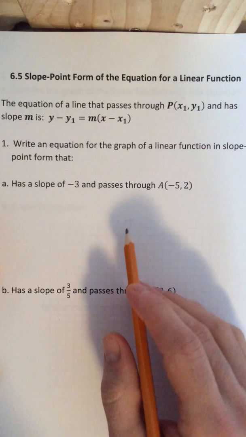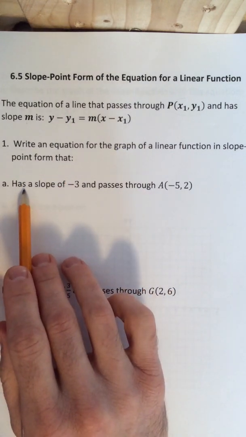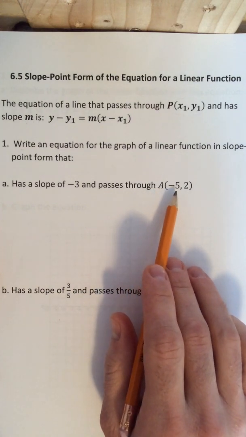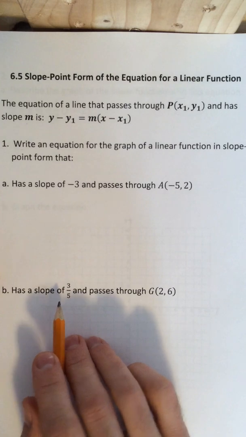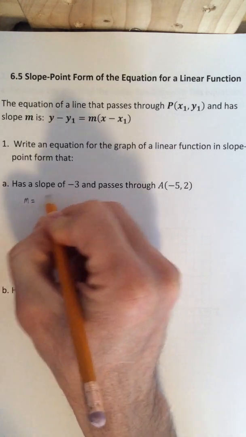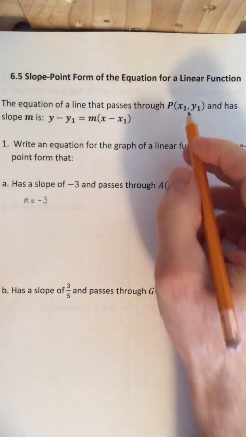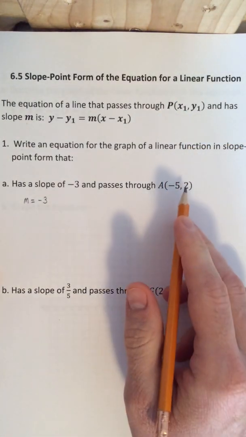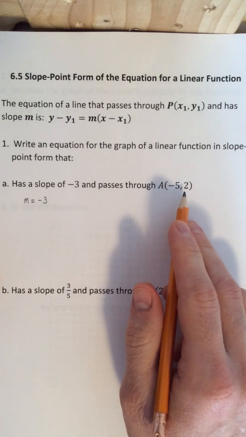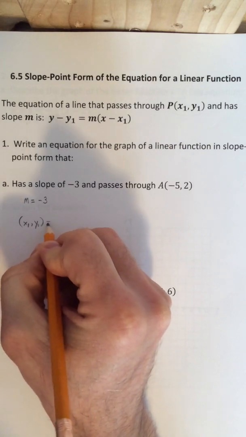For this first problem, we're going to write an equation for a graph of a linear function in slope-point form that has a slope of -3 and passes through the point A at (-5, 2). Looking at this information, we know in the equation m represents the slope. The slope is -3. We also know that x1 and y1 represent a point on this line. So we are given this point that the line passes through, -5 and 2. So this is our x1 and our y1.